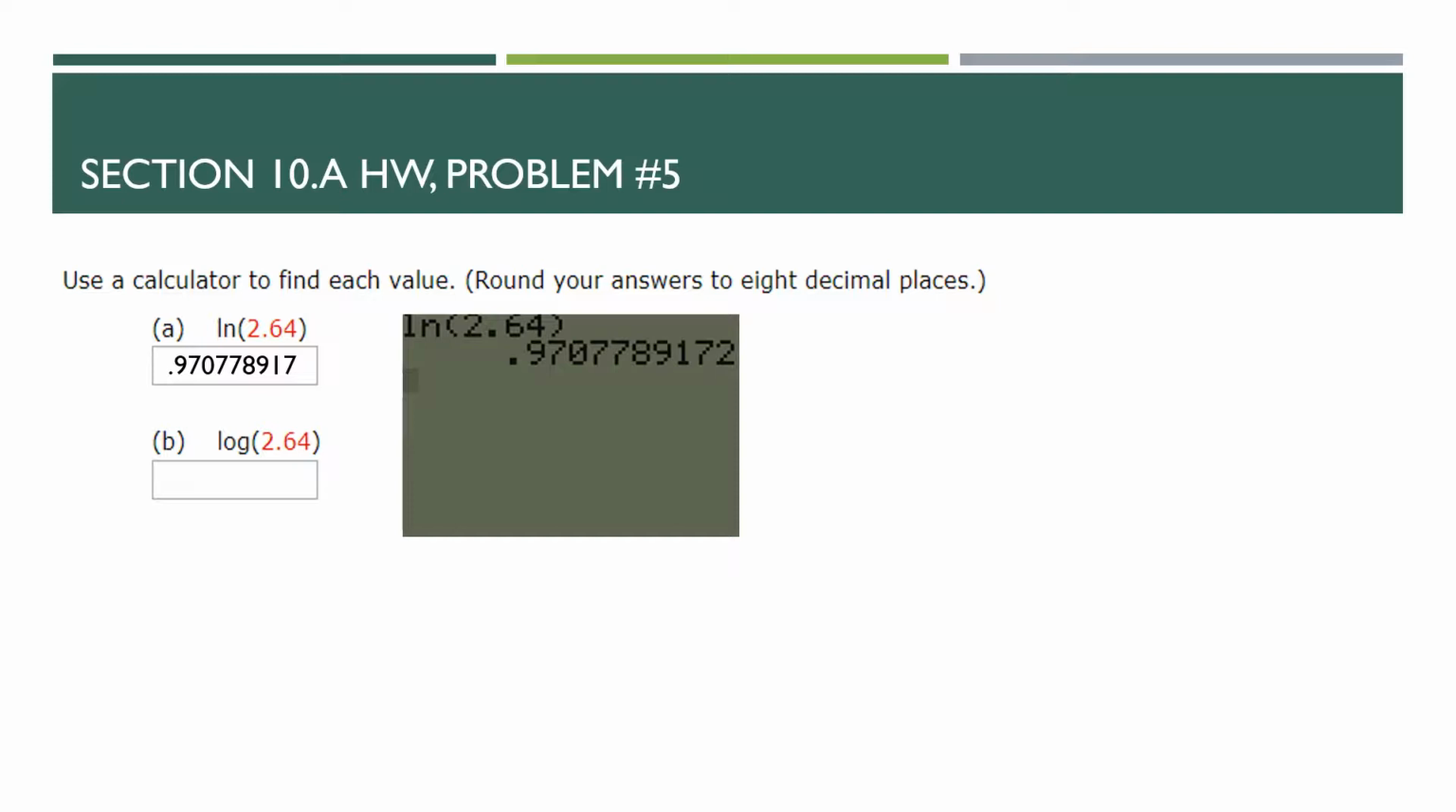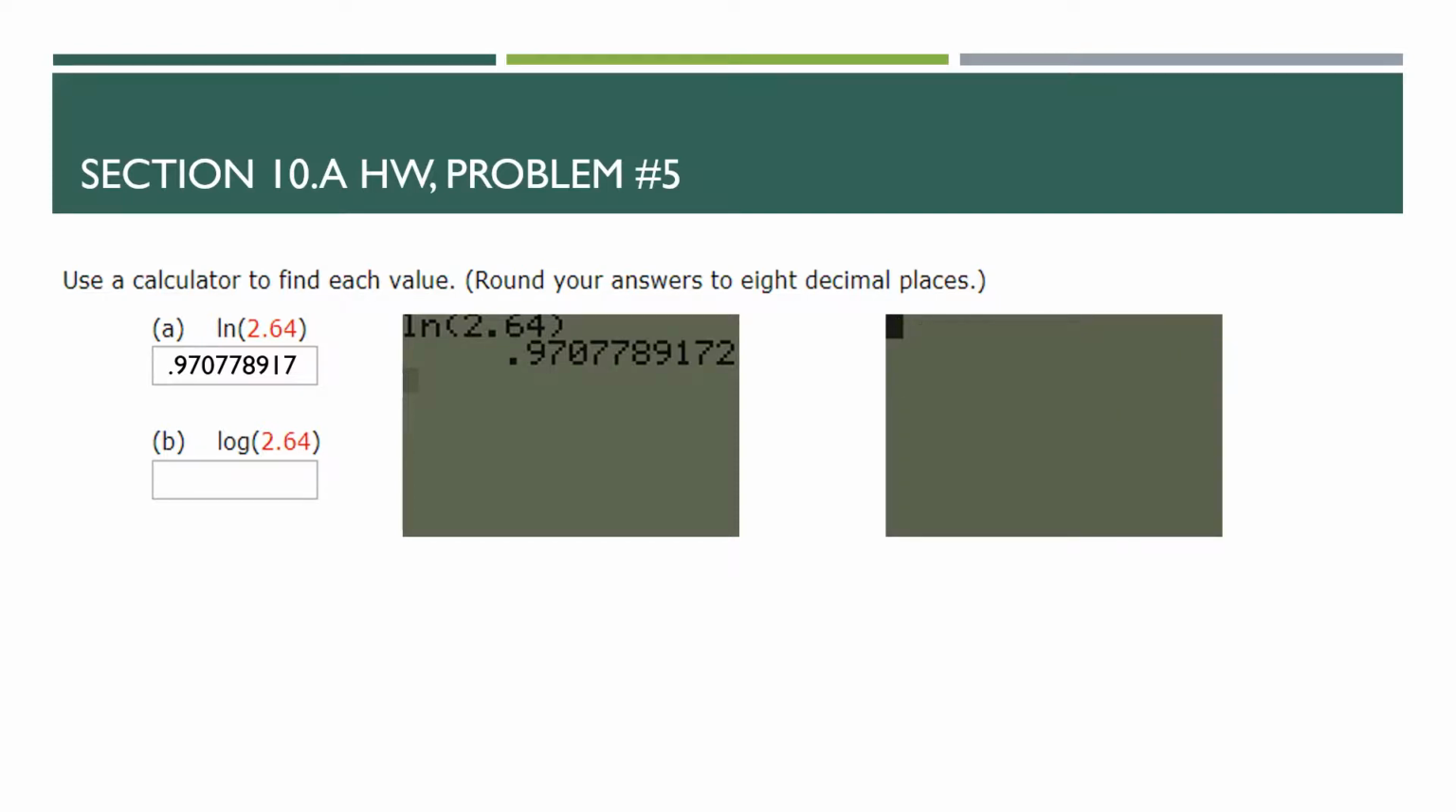And then lastly, we have the common log, so that's log of 2.64. We know that even though there's no base indicated there, that's a base 10. So here is me plugging that in, log, and then it opens up a parenthesis for me. So 2.64, and then I close the parentheses. So that's 0.42160392, and then round up to 7.